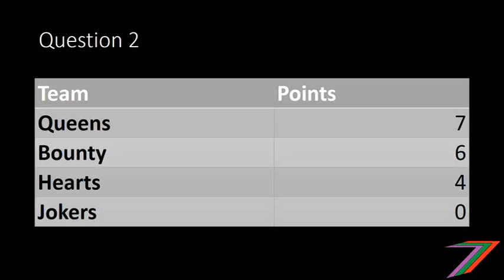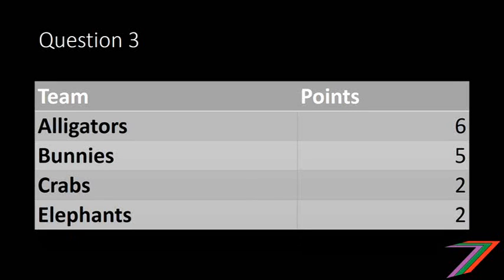Again, it's the same idea. Each team plays each other once, and with the information here, you should be able to work out what the results were of each game that was played. Bear in mind that it's 3 points for a win, 1 point for a draw, and 0 points for a defeat. Okay, so again, you can just pause the screen here and think about it. Right, now we're on to our third and final question for this video. Again, same rules: 3 points for a win, 1 for a draw, 0 for a defeat. We've got our teams here. We've got the Alligators, 6 points, Bunnies on 5, Crabs and Elephants both on 2.